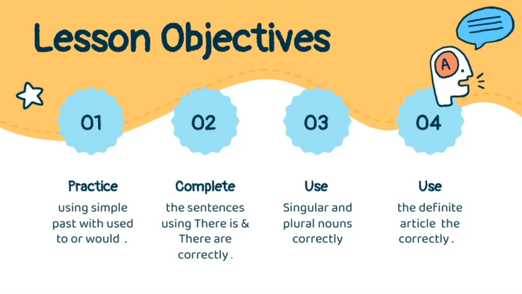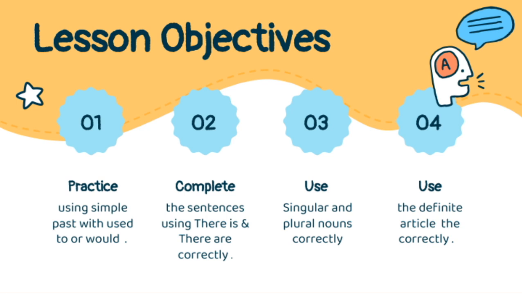Today, we're focusing on some key language points that are essential for clear communication. First, we want to make sure we're using the definite article, the, correctly. Remember, the is used to refer to specific or known nouns. Next, we'll look at how to use singular and plural nouns properly, which helps avoid confusion. Then, we'll practice forming sentences with there is and there are, making sure we're using them correctly to describe what exists in a place. Lastly, we'll review how to complete sentences in the simple past tense using used to or would, which are useful for talking about past habits or states.